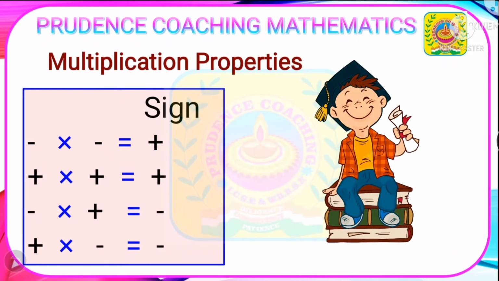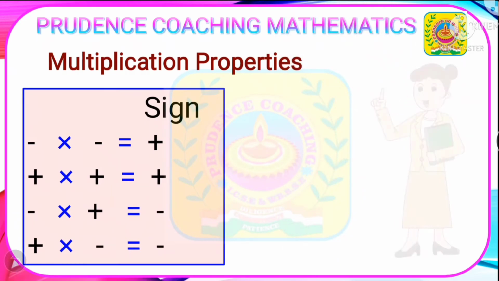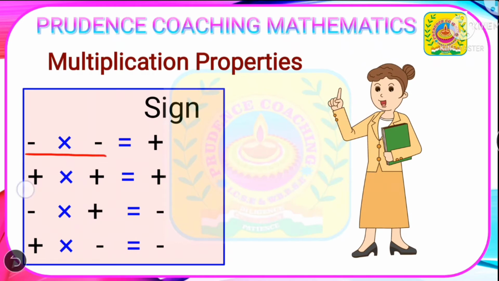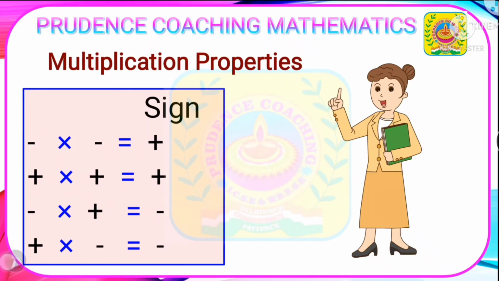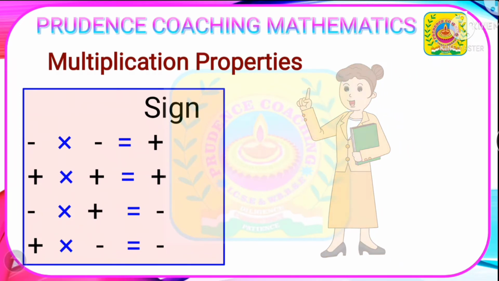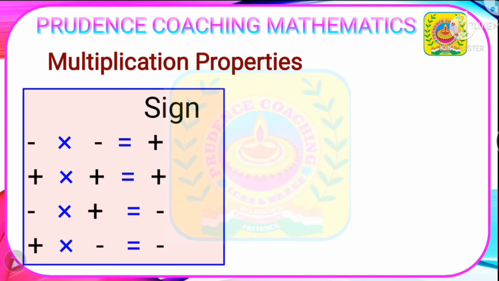You will remember like this: whenever you get two negative signs or two positive signs, or the sign is the same in the question, then in the answer the sign will always be positive. If the sign is the same in the question, then the answer sign will be positive. Next one, if the signs in the question are different, one is plus, another is minus, then in the answer you will get a negative sign. So this is the ultimate thing which you need to solve all the sums.